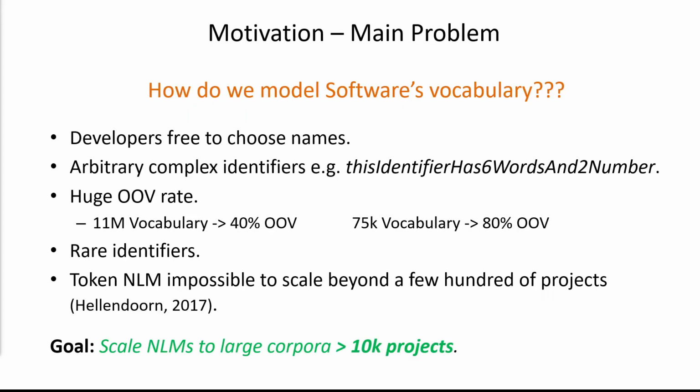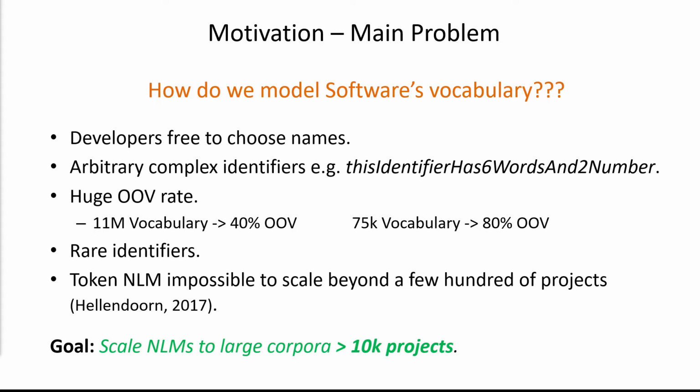even transfer learning. So let's talk about the main problem we try to answer in this paper. That is, how do we model software's vocabulary? This is a very important issue. Developers in general are free to choose names, and they can make arbitrarily complex identifiers, like the example you can see in the slides. Furthermore, there is a huge out-of-vocabulary rate as identifier names proliferate. So, for example, even if we use an 11 million vocabulary from the train set, then on our test set, 40% of the instances of identifiers we see will be out of vocabulary.